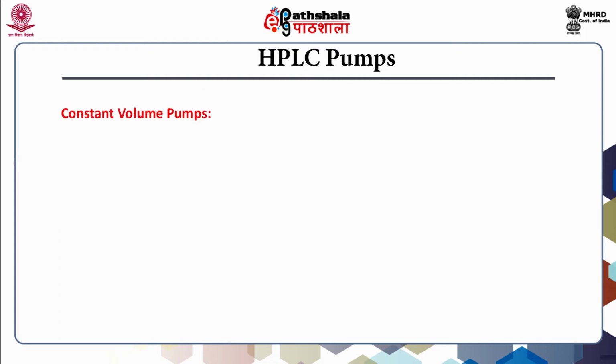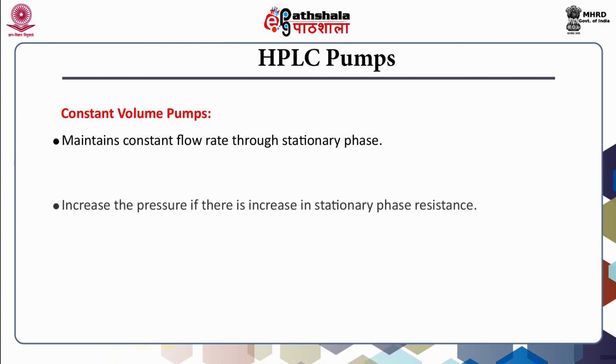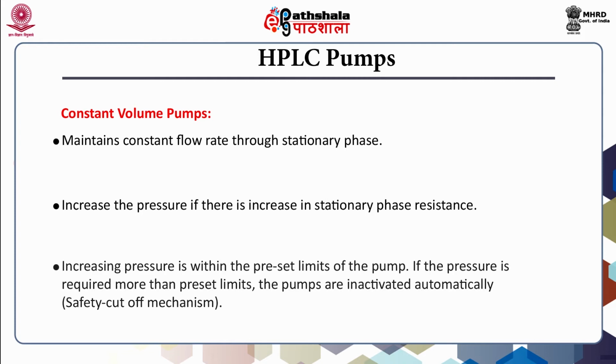The constant volume pumps maintain constant flow rate through the stationary phase, and the pumps increase the pressure if there is an increase in stationary phase resistance. However, the increasing pressure is within the preset limits of the pump. If the pressure required is more than the preset limits, then what happens? The pumps are automatically inactivated by a safety cut mechanism.